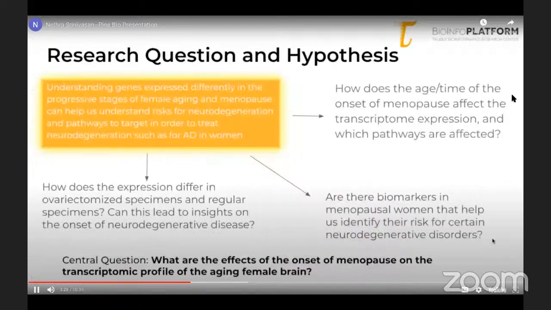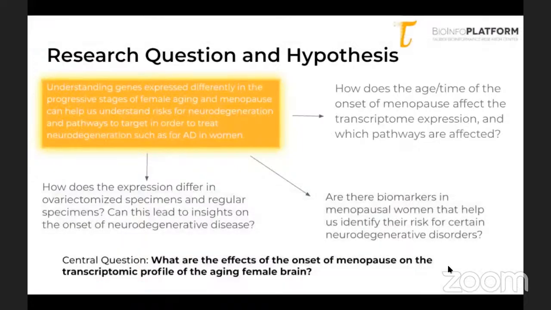And so as we continue on, I found my research question and hypothesis. Firstly, understanding the genes expressed differently in the progressive stages of female aging and menopause can help us understand risks for neurodegeneration and pathways to target in order to treat neurodegeneration, such as Alzheimer's disease in women. So a couple of questions that I had were, how does the age or the time of the onset of menopause affect the transcriptomic expression, and which pathways are expressed? Are there biomarkers that help us identify the risk for neurodegenerative disorders? How does the expression differ in ovariectomized specimens and regular specimens, and how can that lead to insights in the onset of neurodegenerative disease? And overall, my central question is, what are the effects of the onset of menopause on the transcriptomic profile of the aging female brain?